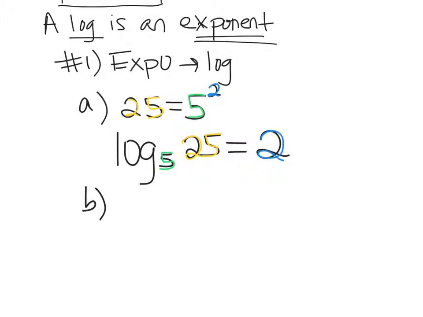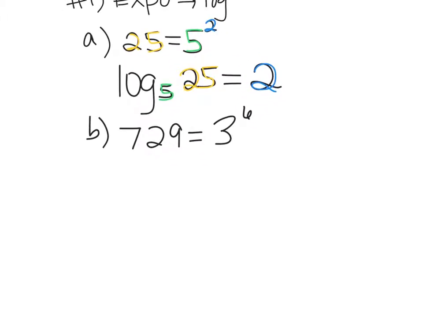Let's do 729 is 3 to the 6th power. We're going to take that. That's in its exponential form. See, it has an exponent and everything. We're going to rewrite it in its log form.